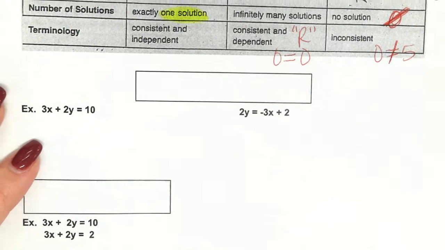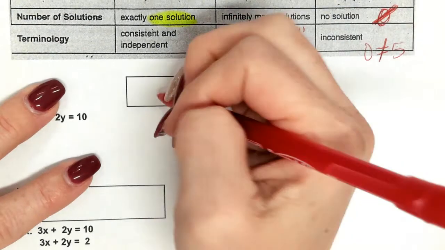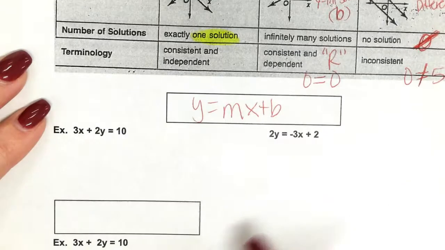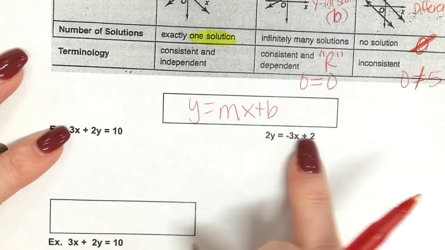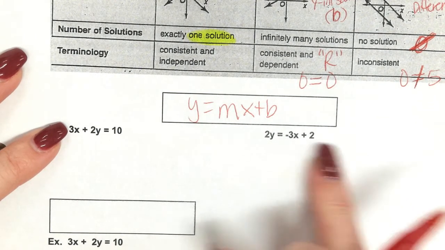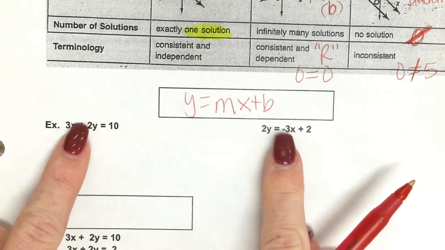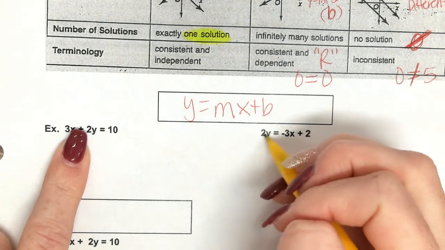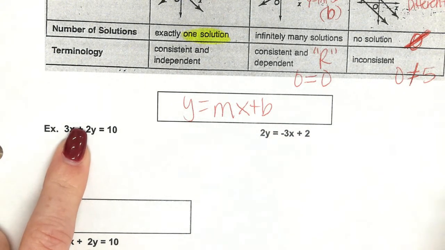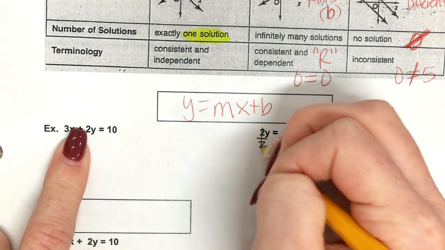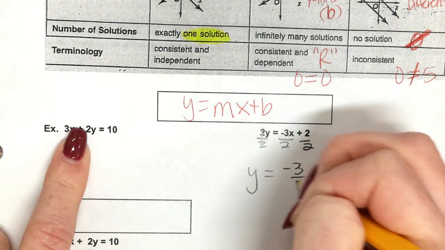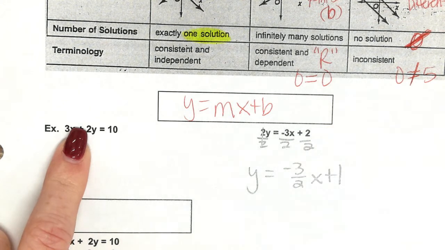All right, so let's look at the first example, which is in y equals mx plus b form. How do I know I should look at y equals mx plus b? Well, this one's pretty much already almost in it, right? So I'm looking at these two equations, but I need to change them to y equals mx plus b. How would I get this y by itself? Divide everything by 2. So I have y equals -3 halves x plus 1.